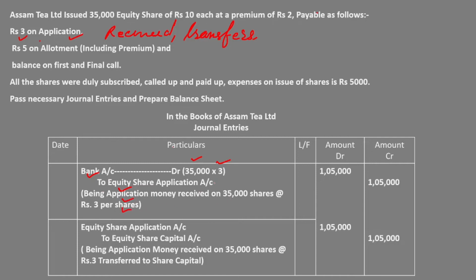The same amount will have to be transferred to equity share capital. For the transfer journal, it is equity share applications account debited to equity share capital. The amount will remain as it is. Whatever amount is received in the name of applications will be transferred to equity share capital. Being applications money received on 35,000 shares at the rate of rupees 3 transferred to share capital. Now let us move to the next.